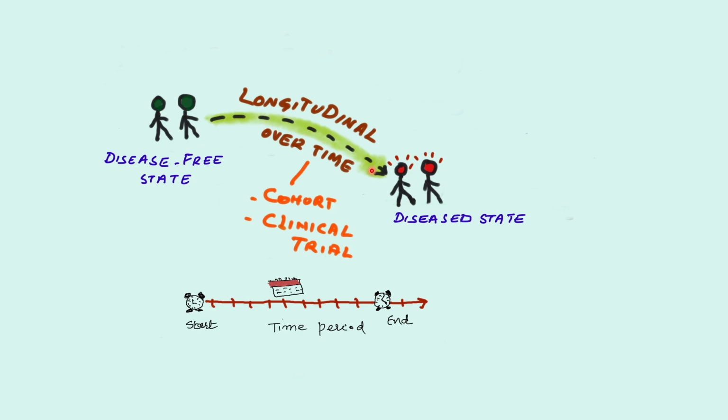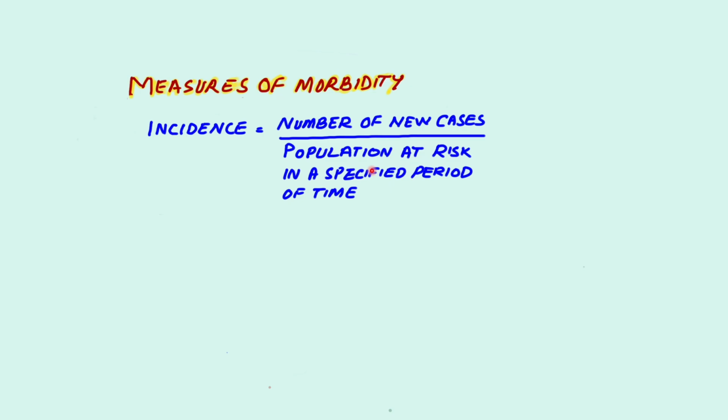over time. The formula for incidence is the number of new cases divided by the population at risk during a specified period of time. In incidence calculation, only new cases are included in the numerator. Individuals who already have the disease at the beginning of the study are not included as new cases.